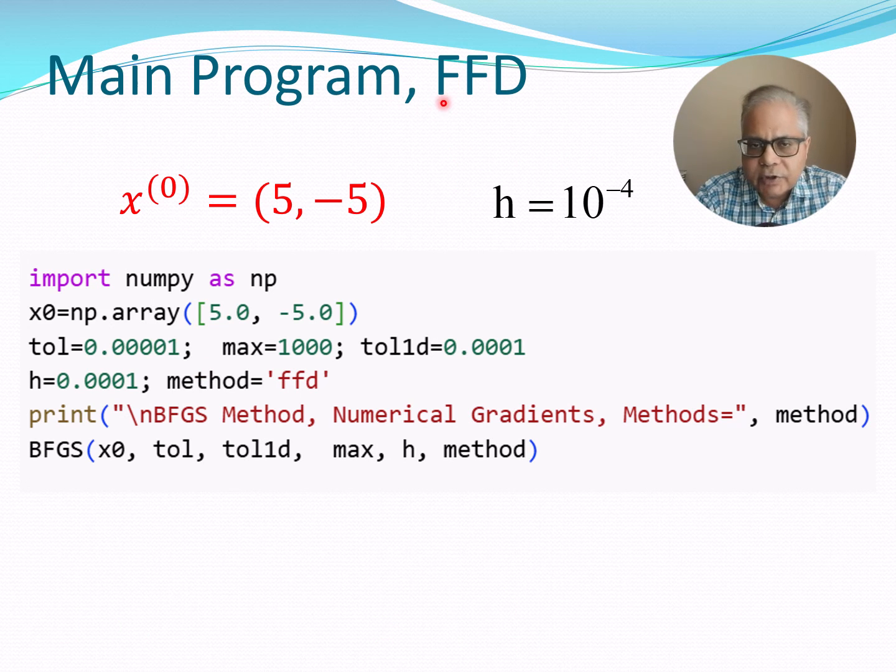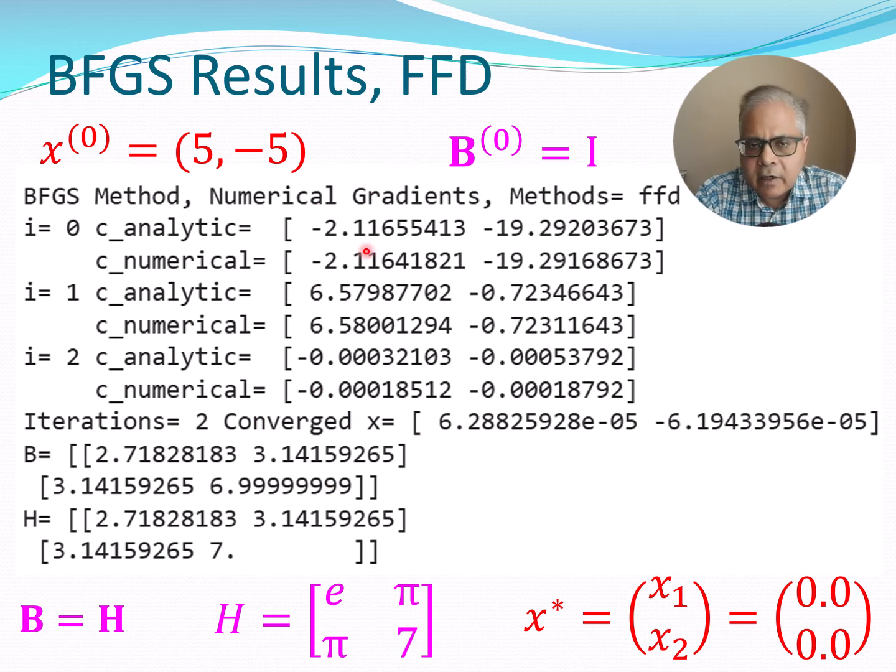Now if I want to use the FFD method, all I need to do is change method is FFD here. Remaining things remain the same in this main program. I run this code, so I have the method is forward finite difference, and you can see the numerical derivative is pretty close to the exact solution, and you can also see that I am getting the B matrix to be exactly equal to the H matrix here also.